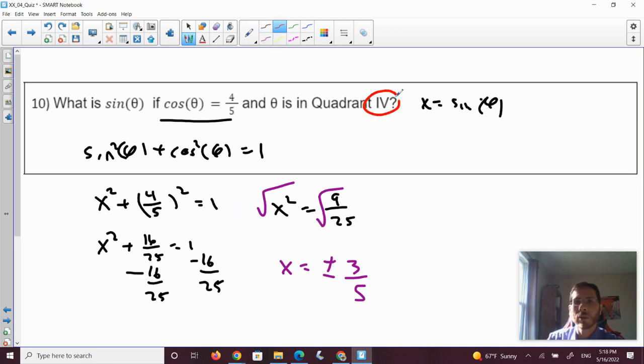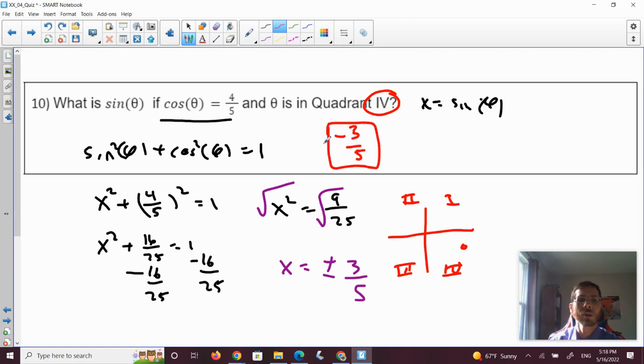And so the key is we're in quadrant 4. So 1, 2, 3, 4. Since sine is like the y, we're somewhere down here, so we have to be negative. So negative 3/5. And that's what we got. So that's it.